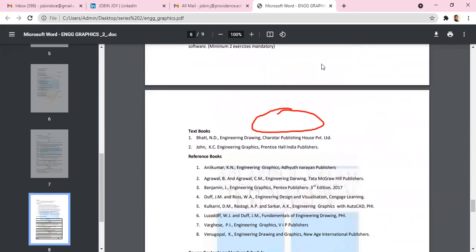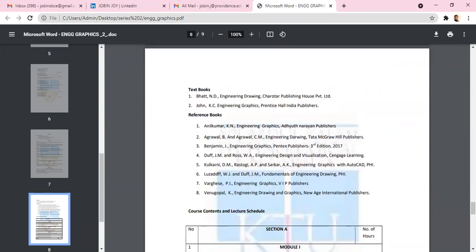So these are the textbooks you can refer: ND Bhatt, John Casey. Reference books: Anil Kumar, Agarwal, Benjamin, Duff, Kulkarni, Lussard, Varghese, P.A. Varghese, Venugopal. You can use any book.